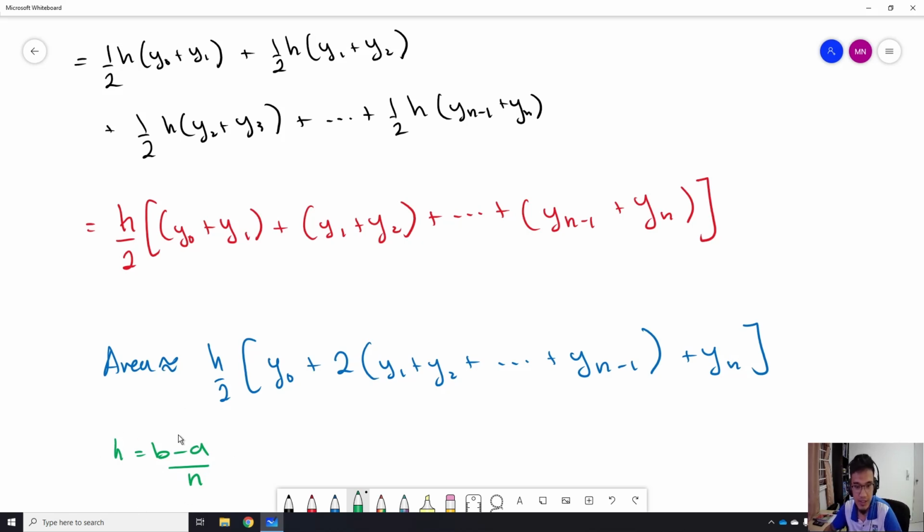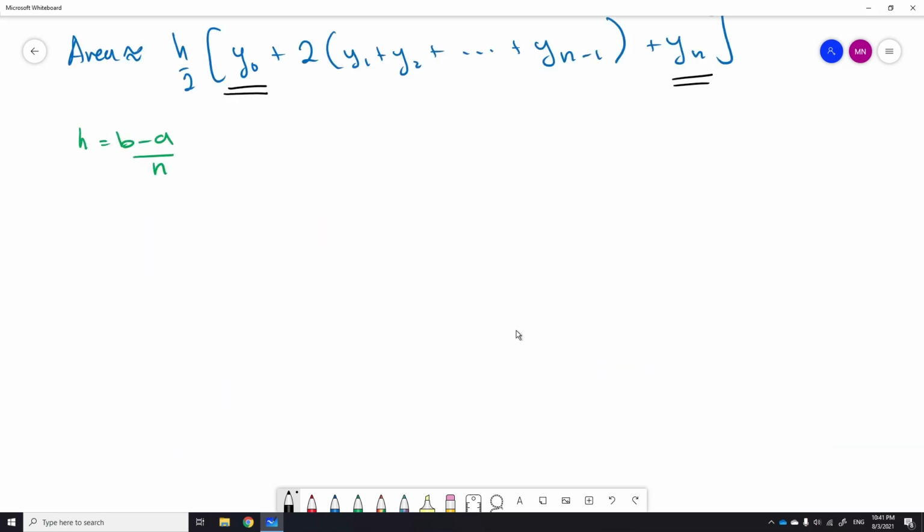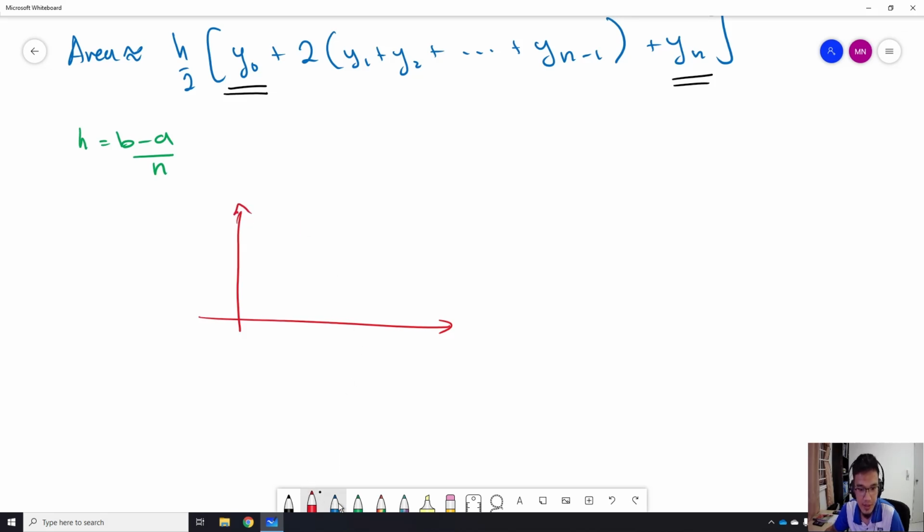Okay, I will explain about this later, but now let's focus on the formula of the area under the graph. So that is h over 2. What you need to know is that y naught is not multiplied by 2 and yn also is not multiplied by 2. So the starting point is not multiplied by 2, the middle ones are multiplied by 2, then the last one is not multiplied by 2. About h equal to b minus a over n, it is about the interval of the trapezoid.